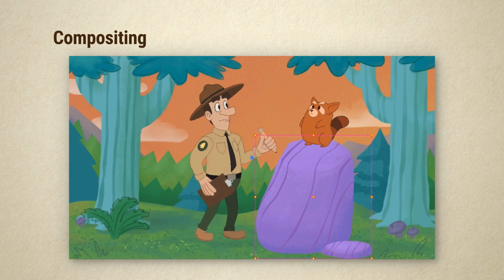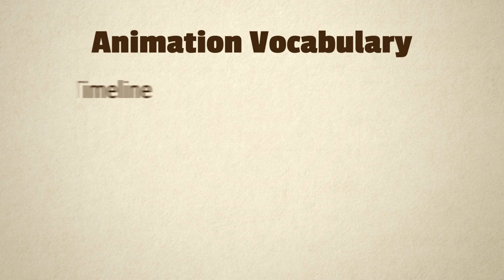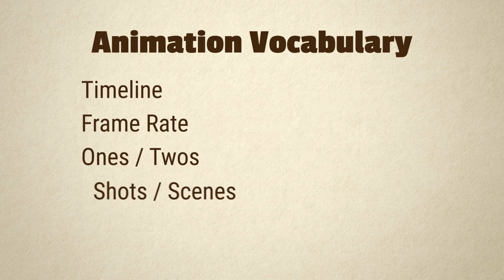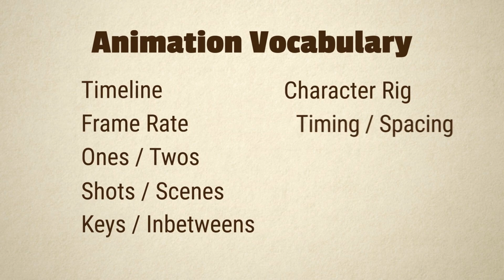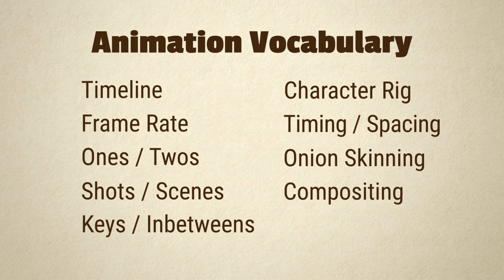Compositing is how all those pieces get put together into a single scene. Great, hopefully that wasn't too overwhelming. Don't worry about remembering all these ideas completely. You'll understand better as we go through the next section on the 12 principles of animation.